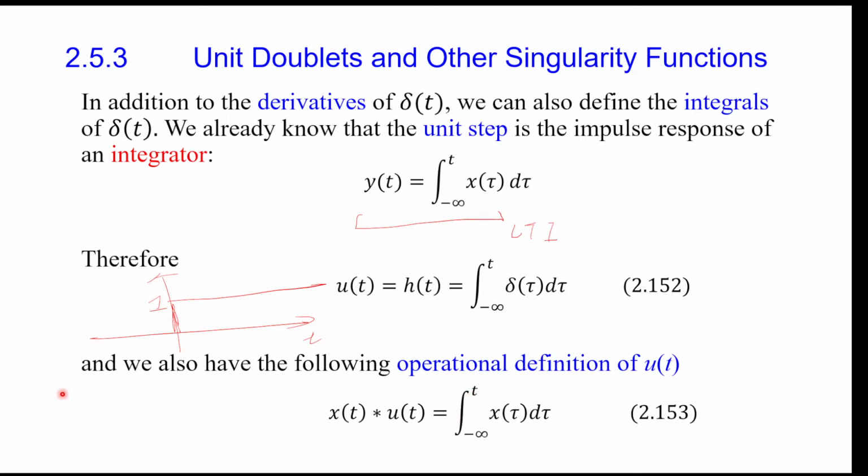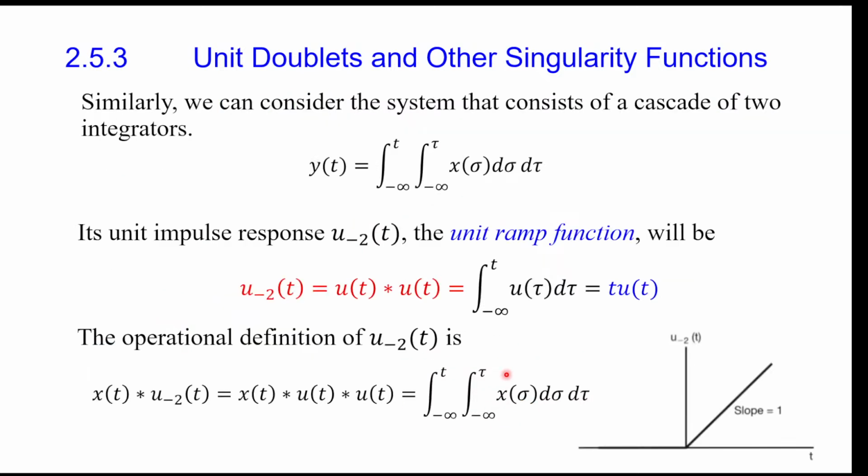We can think about this as the operational definition of u of t: x of t convolved with u of t is equal to this integration of x of t. Then, just like with derivatives, we can do higher order integration; that's just doing integration more times. We can integrate x with dummy variable sigma up to tau, giving a function of tau, then integrate tau to t. So we can have y being this twice integration of x of t.